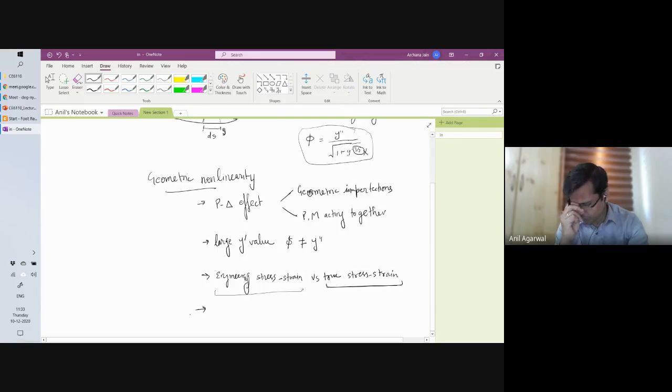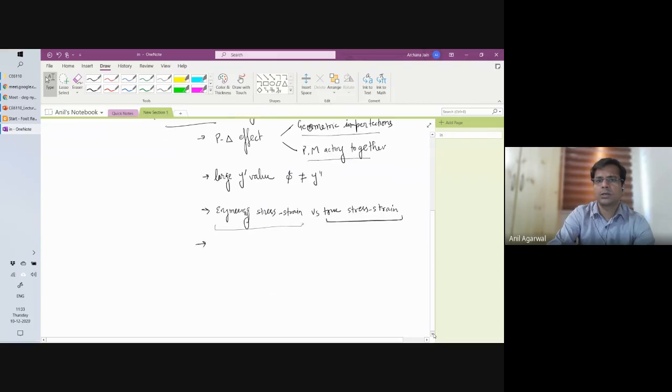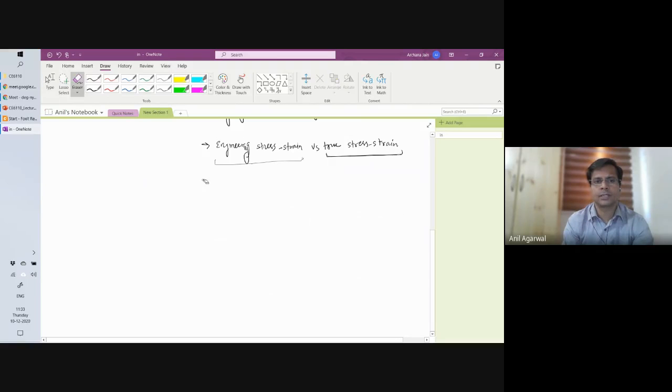And there can be a few more I am not able to recall off the top of my head right now. But as civil engineers, we have to deal with this kind of nonlinearity more often: geometric imperfections and P and M acting together. So these are the two. I'll give some detailed examples here.